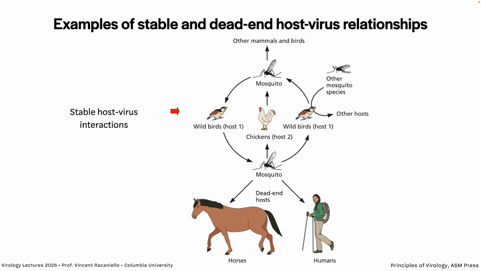Now, on the bottom, we have dead-end hosts. Sometimes mosquitoes will bite horses or people. She's all covered up, so she's not going to get bitten. Well, she might, face, hands, you know. But if that mosquito has virus, it will deliver it to you. It may replicate in you. You might get sick. But it's a dead end. It's not going anywhere else. Why? Because even if a mosquito bit you, you don't have enough virus in your blood to transmit to another person. Now, horses can get very sick from these infections, and so people who own expensive racehorses go to great extents to avoid them getting infected, including vaccinating the horses.